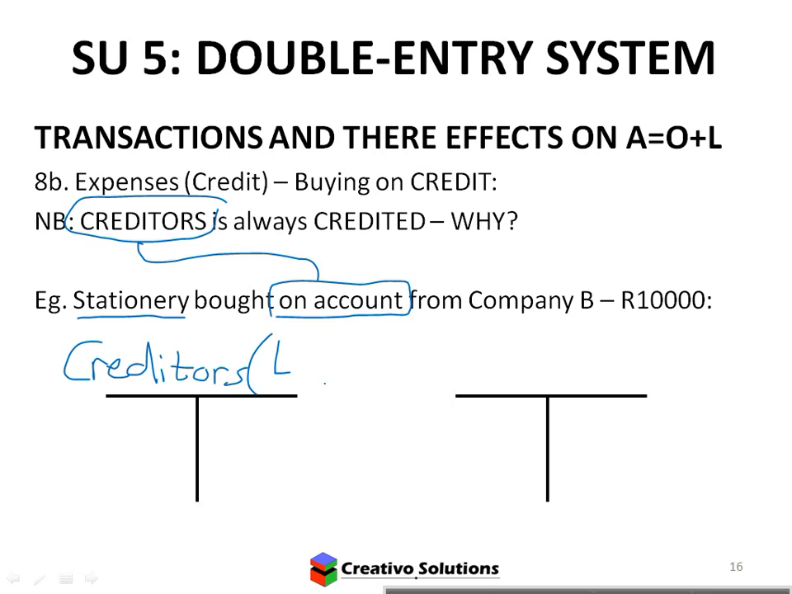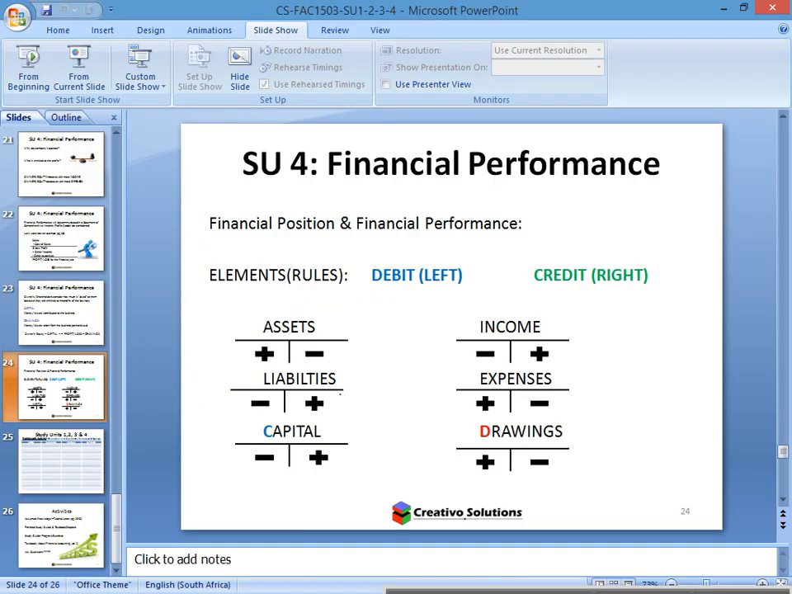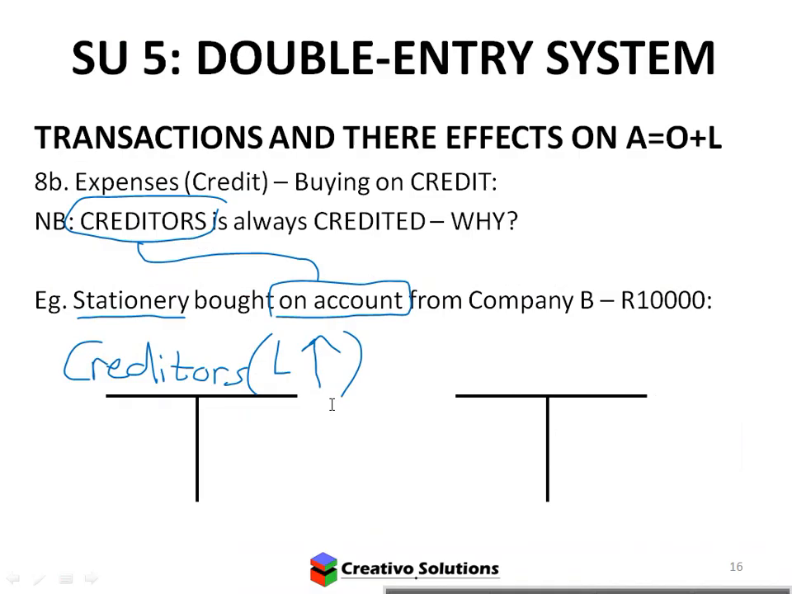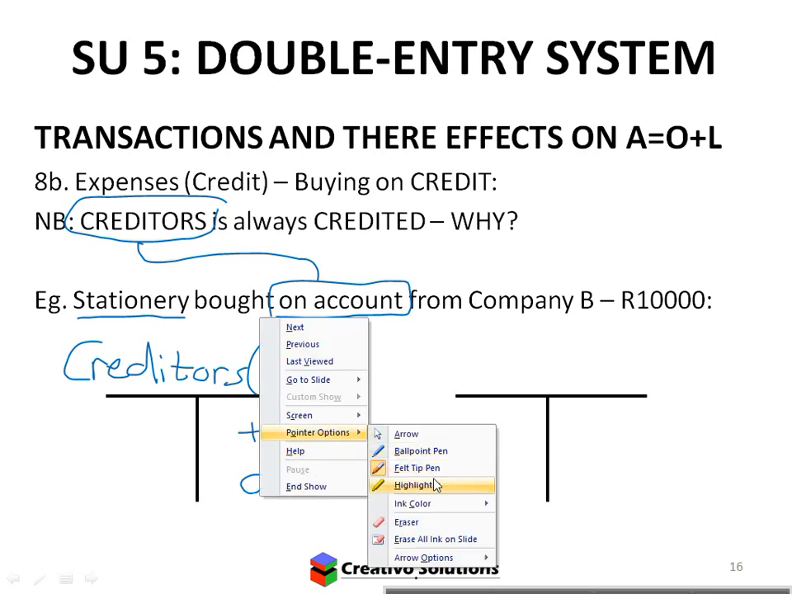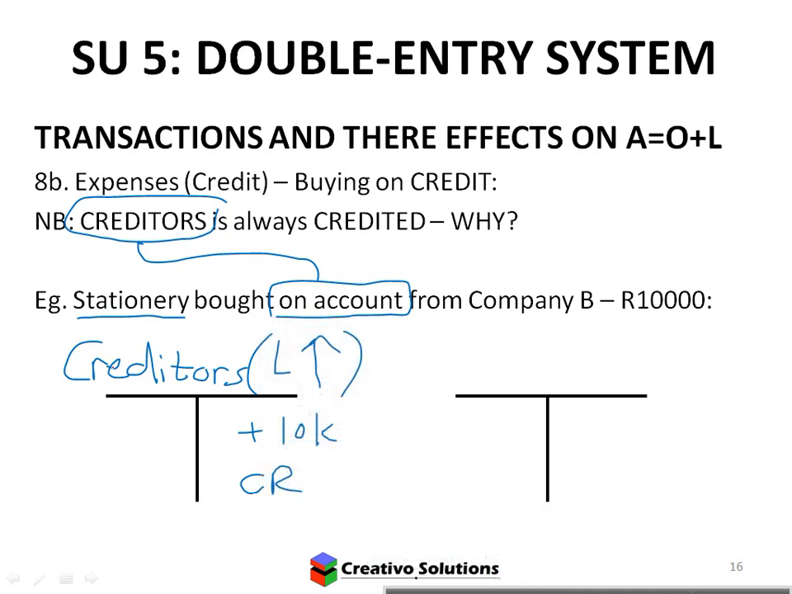If I'm buying stationery from company B, am I going to owe them more or less? I'm going to owe them more. So the liability will increase. Now go to your rule. Where do liabilities increase? There it is, on the credit side. Perfect. So I'm going to put a plus 10,000 over there on the credit side. What did I buy? Stationery. What is it?